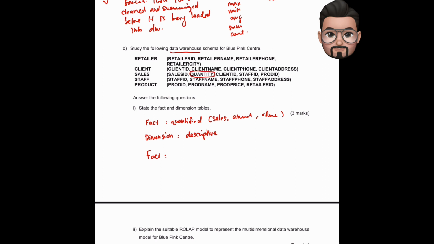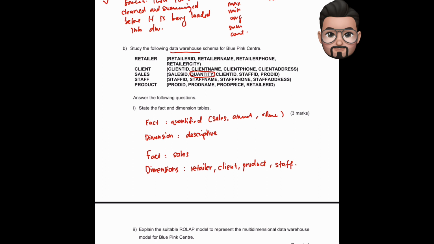Something quantifiable, a quantity. So by right, is there anything else? If you take a look, is there something that we can calculate over here? No. So by right, the fact table is sales. Then how about the dimensions? The rest can be dimensions. For example, the retailer, we can describe client, we can describe the product, and also the staff. So this is our fact table and also the dimension tables.